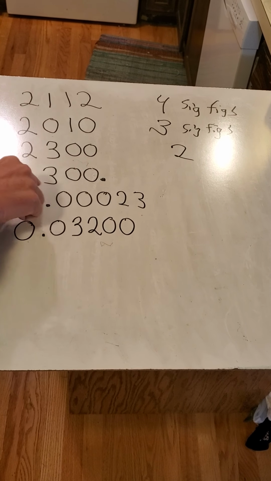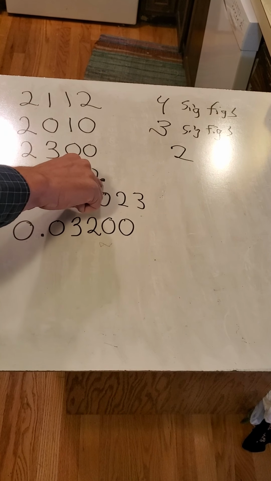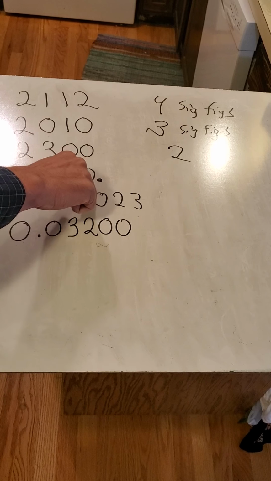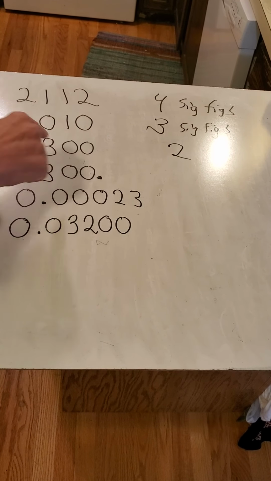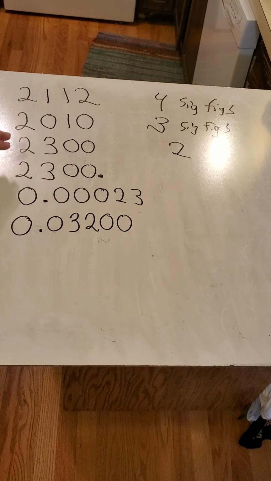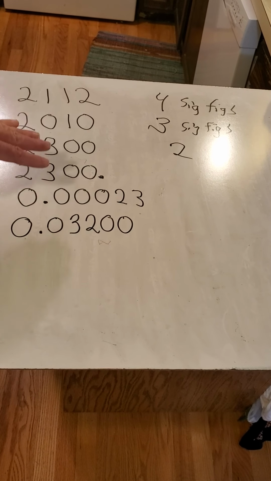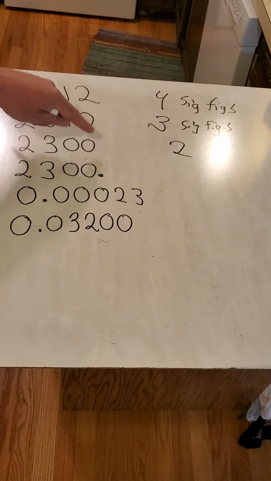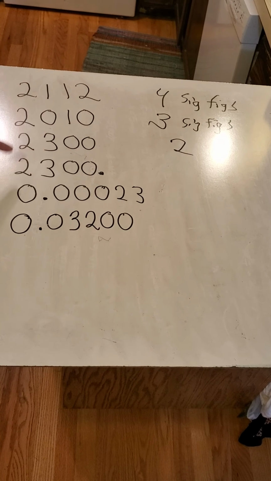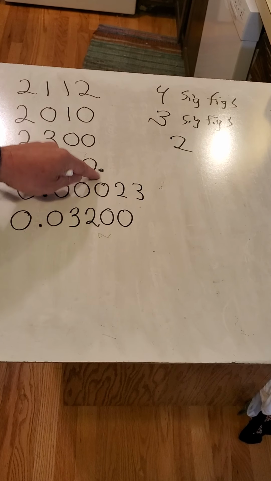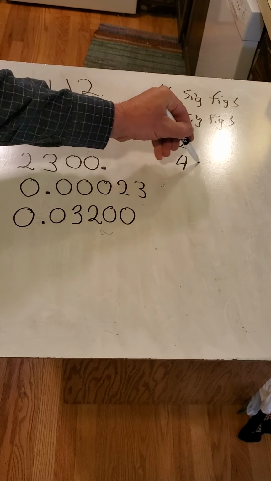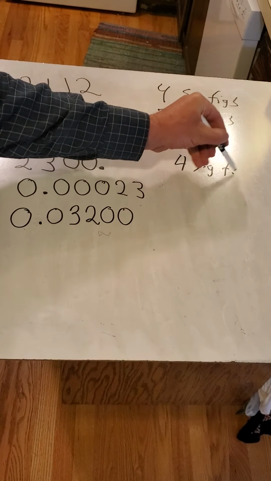Here we have the same number, but there's a decimal, which means that it's not just about 2300, because 2300 means it could be 2310, it could be 2320, it could be 2312. It's just in the vicinity of 2300. This means exactly 2300 to that point. So 4 sig figs.